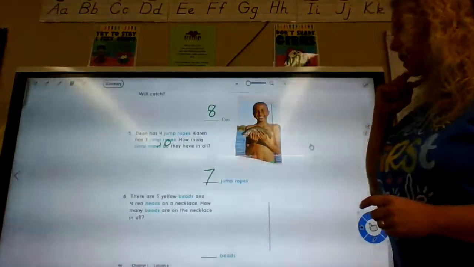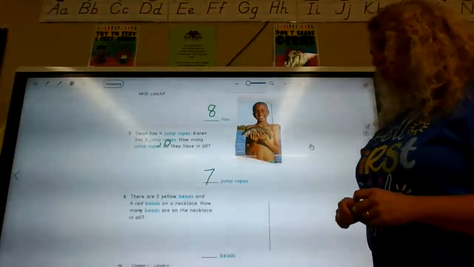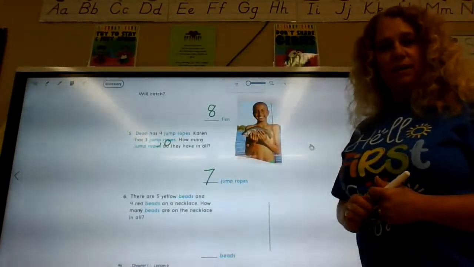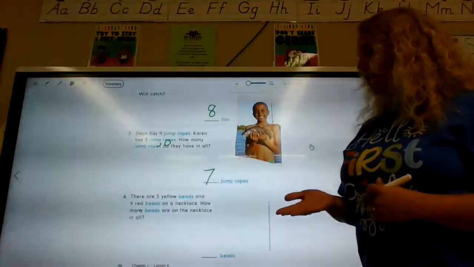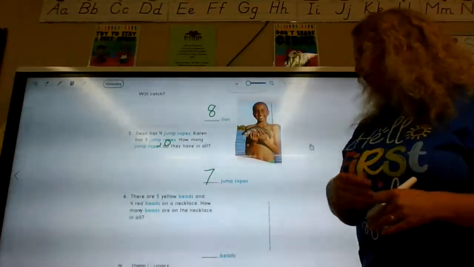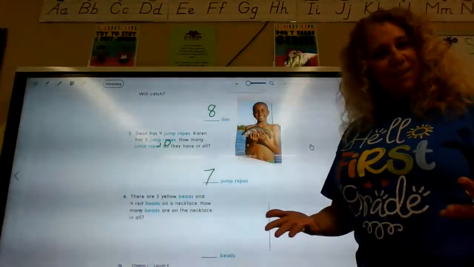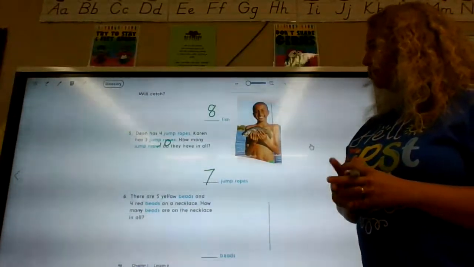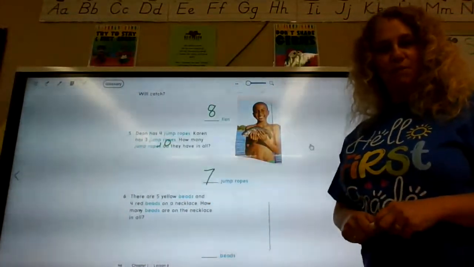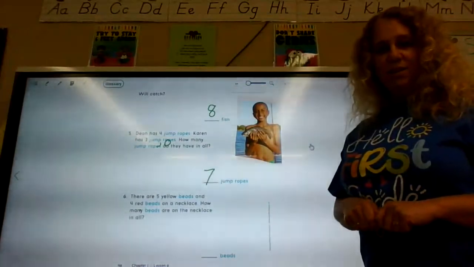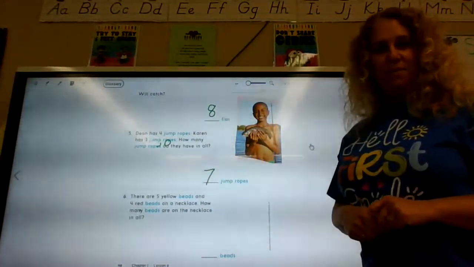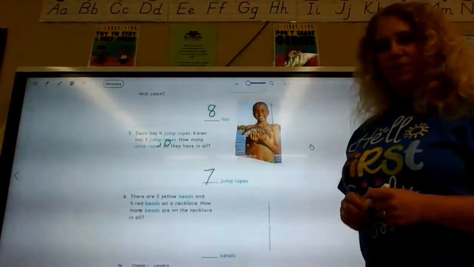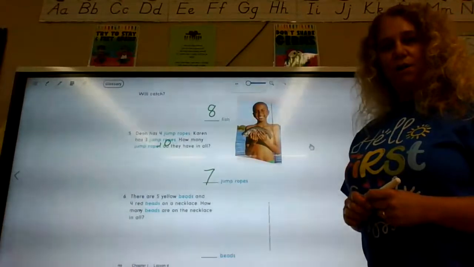Okay, so the bottom one is there are 5 yellow beads and 4 red beads on a necklace. How many beads are on the necklace in all? 5 yellow and 4 red. In all, so you know you're going to add it. Boys and girls, we had 5 plus 4 on the page right before this. Do you remember the answer? If you do, you already know. If not, you can draw a picture or figure it out. 5 plus 4.